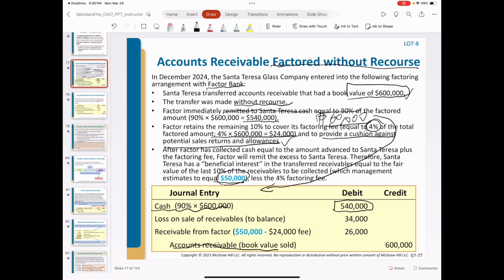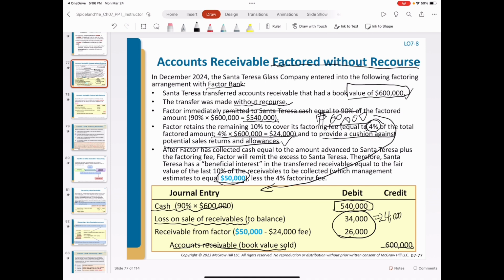And also write off this book value of accounts receivable by crediting accounts receivable $600. The difference, $60,000, was actually accounted for by these two. The first is a loss on the sales of receivables. The loss actually has two components. One is $24,000 for the factor fee.